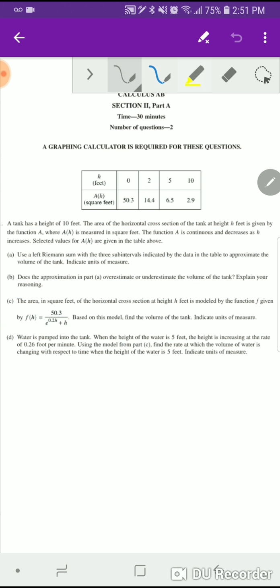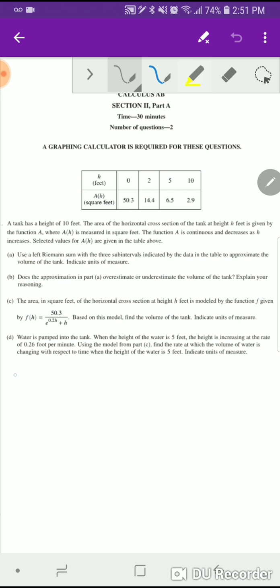It also says the function is continuous, which means you can integrate or take the derivative, and it decreases as h is increased. So the area and the height are inversely related. Question A says use a left Riemann sum, so LRAM, with 3 subintervals indicated by the data to approximate the volume of the tank.